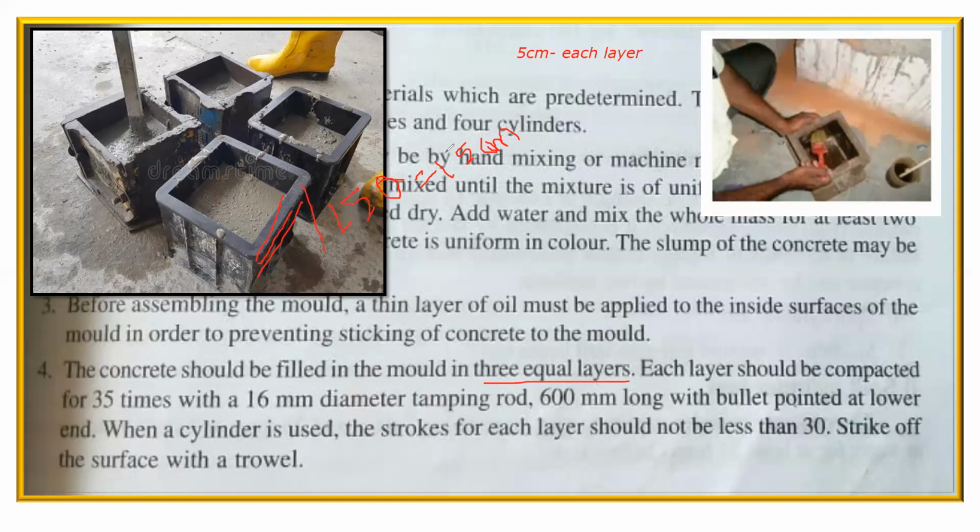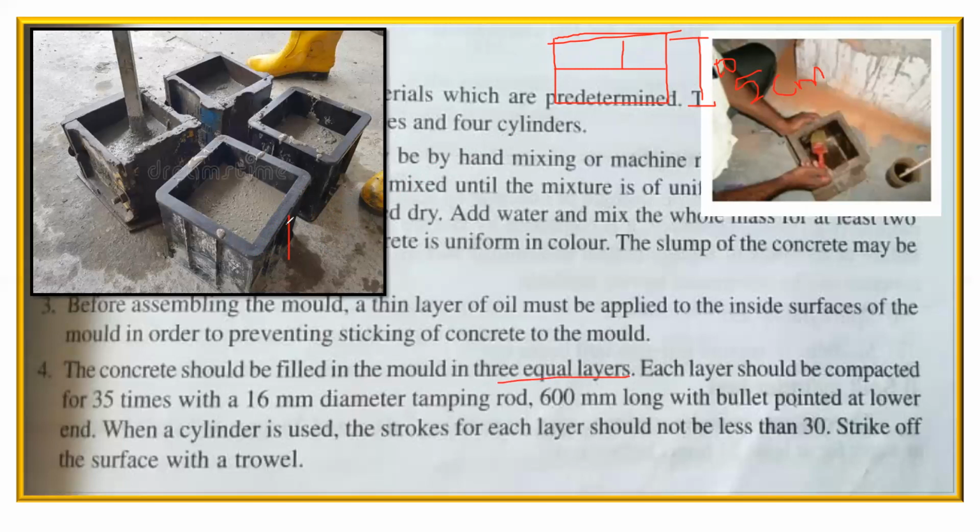Now, another question that comes to our mind: what if I'm using a 100 mm cube? Now, this is 150. Suppose I use a 100 mm cube, in that case I need to do only two layers, because 5 centimeter is my filling for each layer, since the height itself is 10 centimeter. So first I'll do the tamping, then the second layer I'm going to fill. Since we're using a 150 mm cube, we have to fill it in 3 layers. And then if there is excess concrete, you have to strike it off.